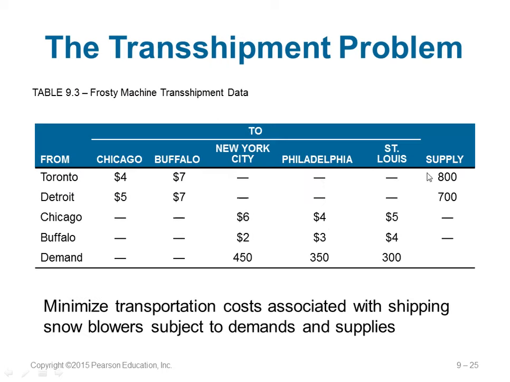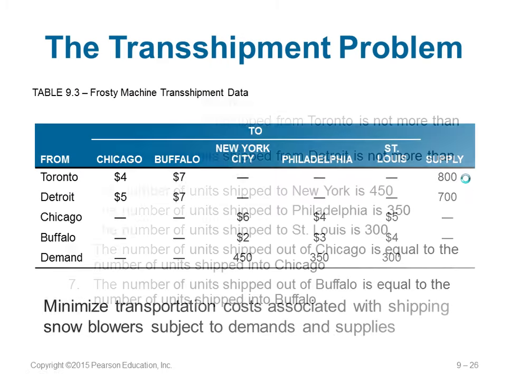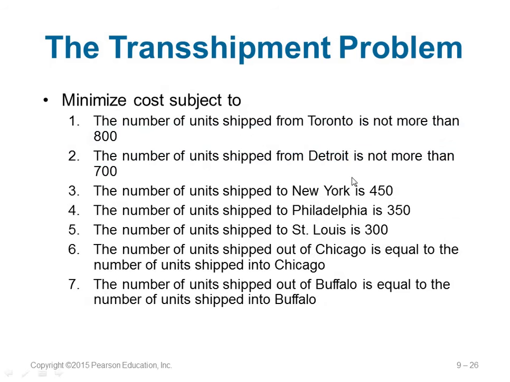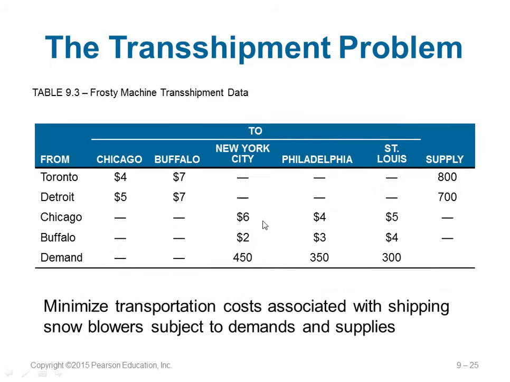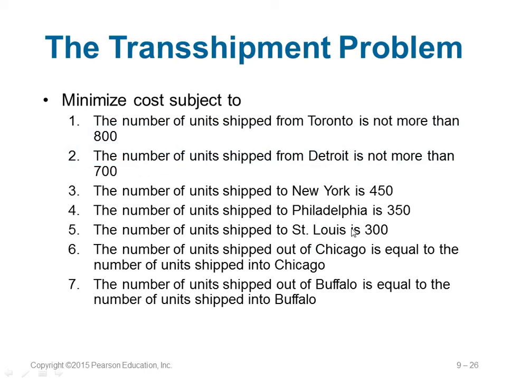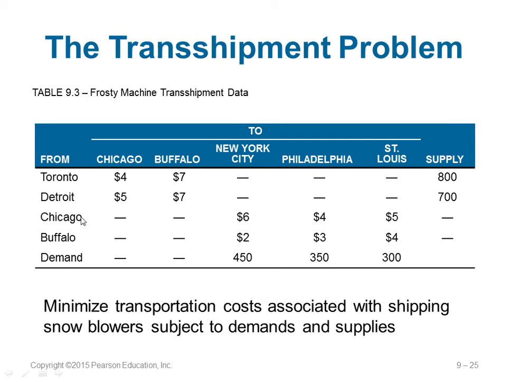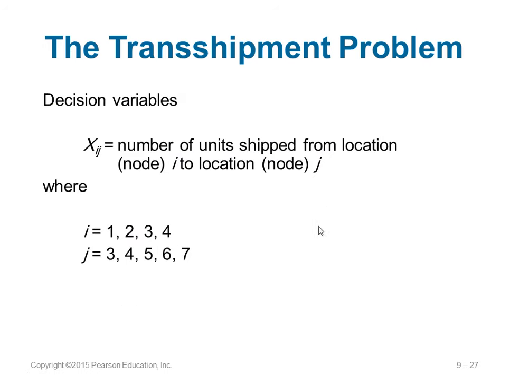Remember, Toronto can maximum supply 800. Detroit can maximum supply 700, not more than. And the number of equipment which has to be sent to New York City should be 450, because it is demand. You should not go beyond. Also, you cannot deliver less. Similarly for Philadelphia and so on. And you have to understand for the intermediary nodes, which is the transshipment points, Chicago and Buffalo, how many units come in is how many go out. So incoming is equal to outgoing for each of these transshipment points. So these are constraints. So the decision variable is xij from location i to destination j.